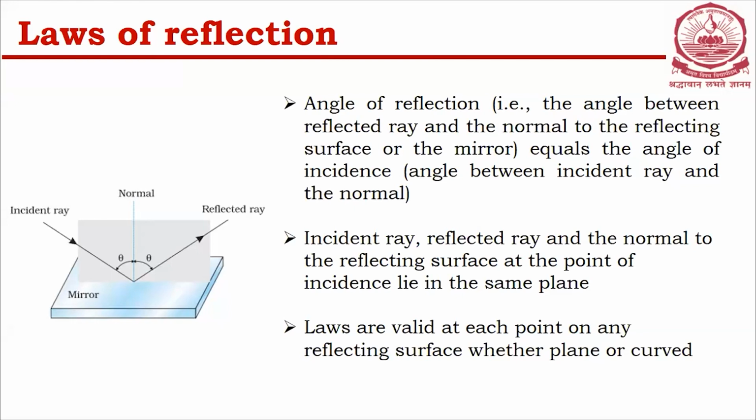You can see the laws of reflection. The angle of reflection, that is the angle between the reflected ray and the normal to the reflecting surface or mirror, is equal to the angle of incidence. Even if you look microscopically, you may have a question: why is the light reflected only at this particular angle? Why not at other angles? That question you may get.